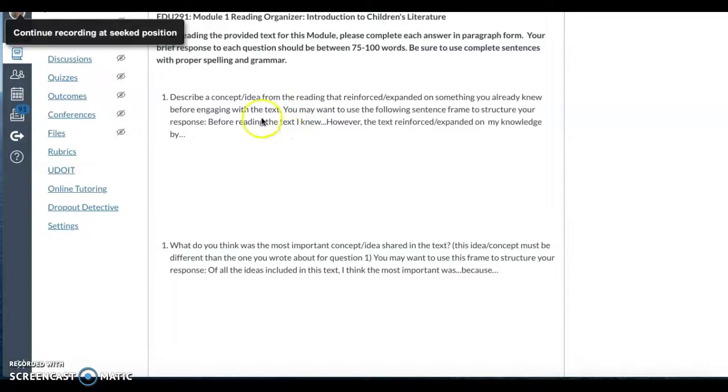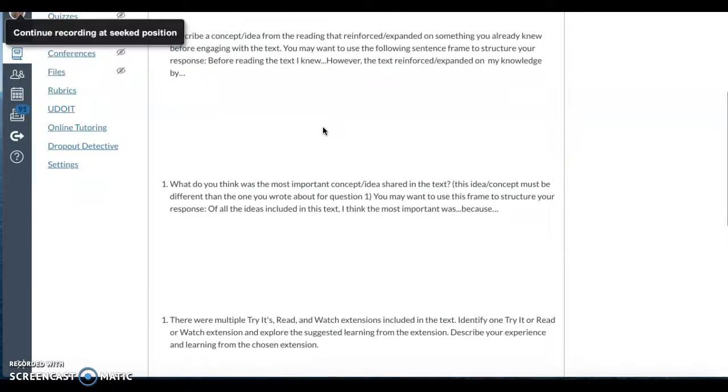Question number 1, describe a concept or idea from the reading that reinforced or expanded on something that you already knew before engaging with the text. So what was something you already knew about the concept of children's literature, and how did this reading help you really get a better understanding of that? You also may want to use sentence structure that I have here. I like to have sentence starters because I am an early elementary teacher, so this is what I learned from that years ago. So before reading the text, I knew such and such. However, the text reinforced or expanded my knowledge by, and then give me your answer. If you don't want to use my sentence starter, you do not have to, but that is the gist of what I'm looking for in question 1.